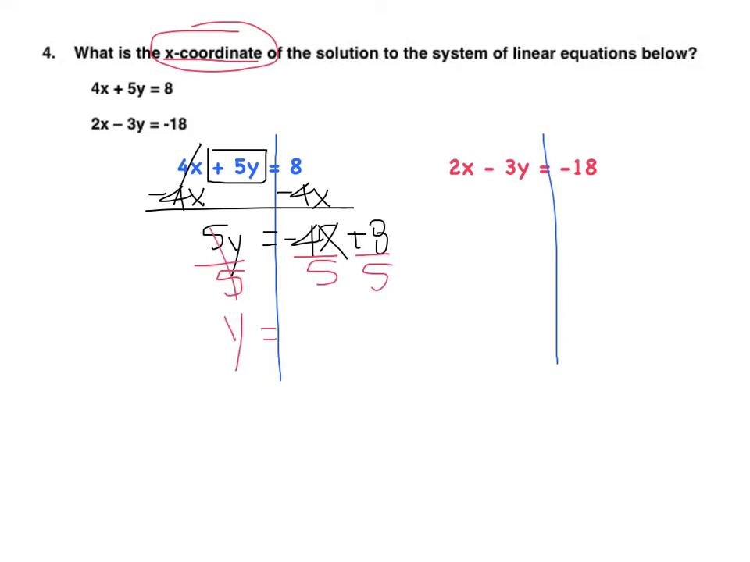And we get y equals negative 4 over 5x plus 8 over 5 because you can't reduce it. So there's our first answer. Now let's do the second equation.